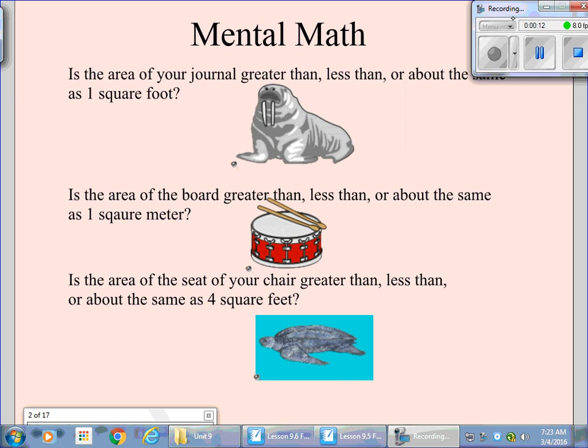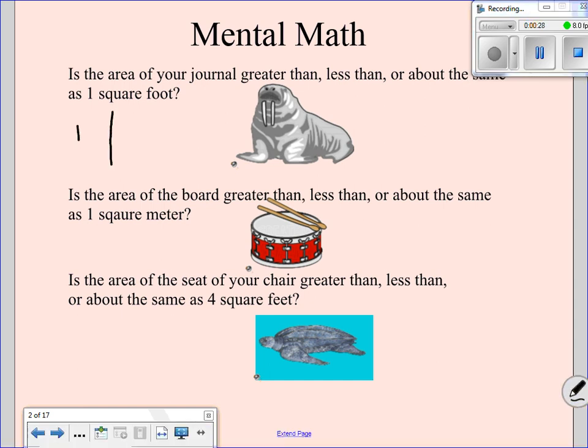First of all, what do we know? Is the area of your math journal greater than, less than, or the same as 1 square foot? Keep this in mind. I know we've got a fun walrus here. A square foot means it's 1 foot here and 1 foot here. Would you say that's the same as your math journal? I would say that's about the same size as your math journal.